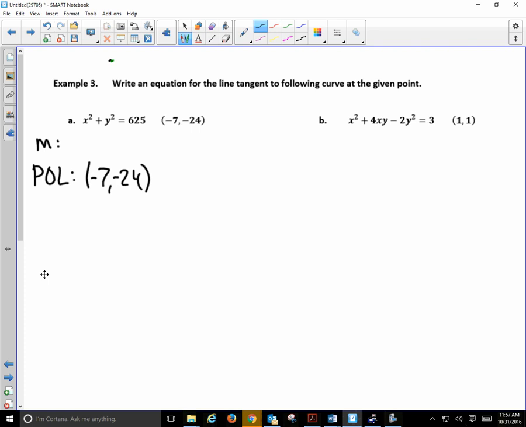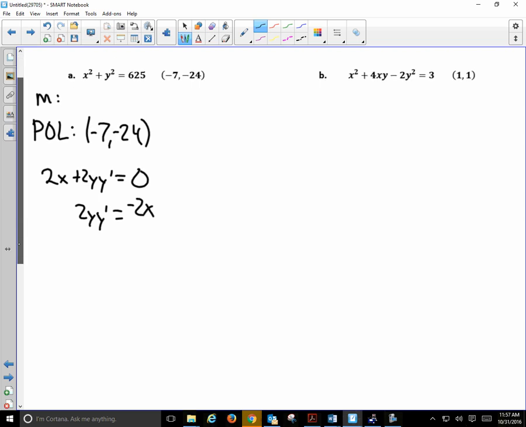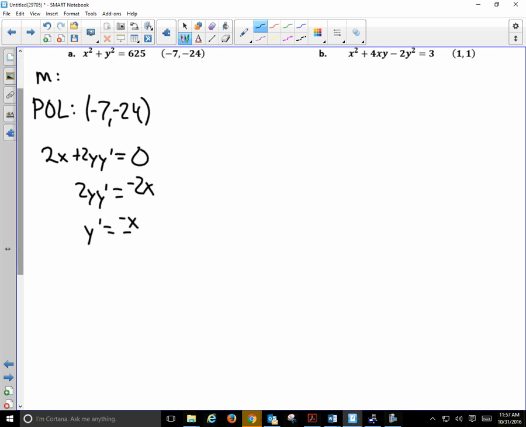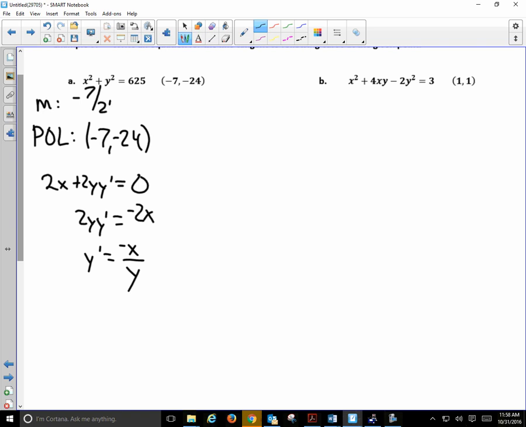Derivative. Derivative of x squared. Derivative of y squared, 2y prime, derivative of 625, zero. So y prime is equal to negative x over y. Cool. Nope. That's the derivative. So what is the slope? What do you have to plug in? The point. So x is negative 7, so it'll be positive 7 over negative 24. Or negative 7 over 24.